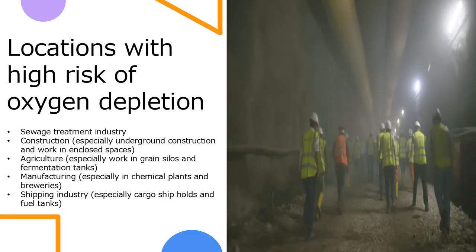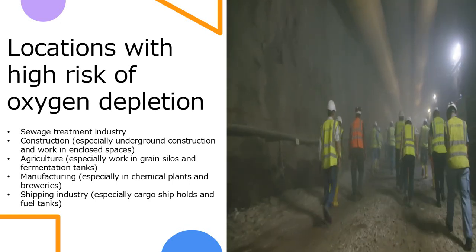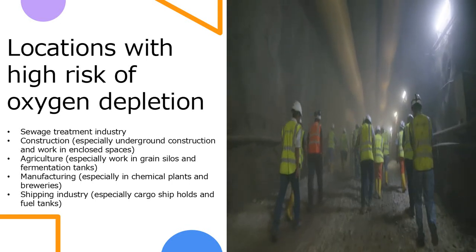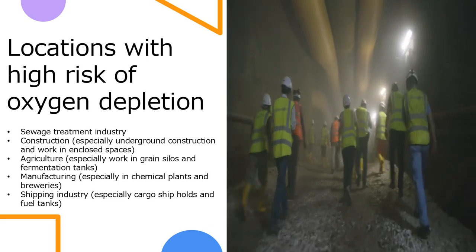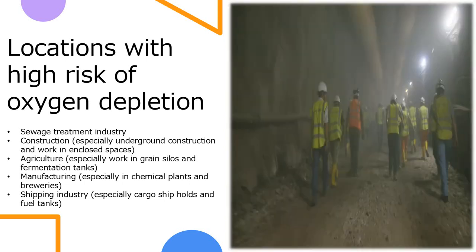So what locations are at high risk for oxygen depletion? Manholes and sewers consume oxygen due to decaying organic matter. In the construction industry, it is especially likely to occur in underground construction and confined spaces. In agriculture, work in brewing tanks and grain silos is more likely, as oxygen is consumed in the fermentation process. In the manufacturing industry, water storage tanks and septic tanks in enclosed spaces are prone to oxygen depletion. In the shipping industry, cargo ship holds and fuel tanks are particularly prone to oxygen consumption due to rust.